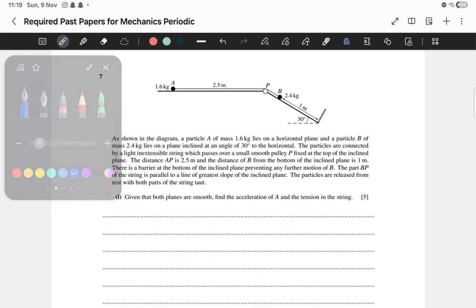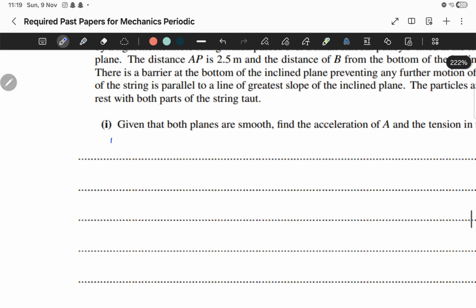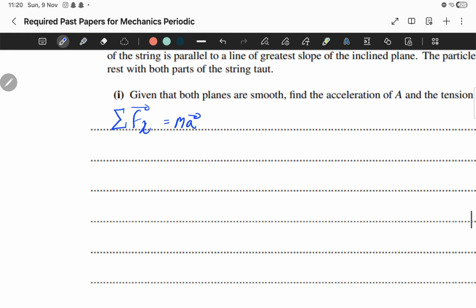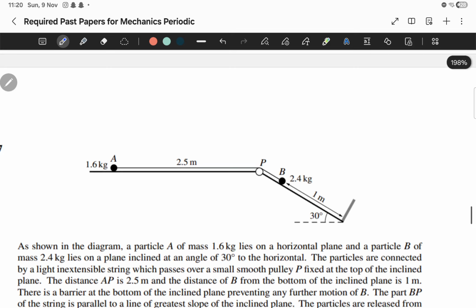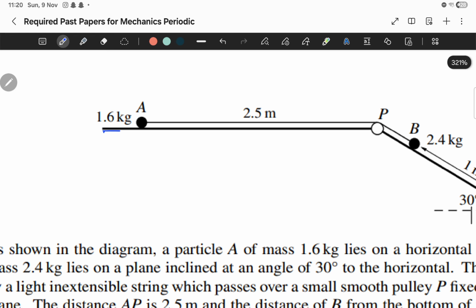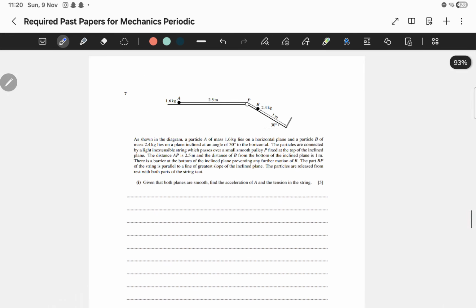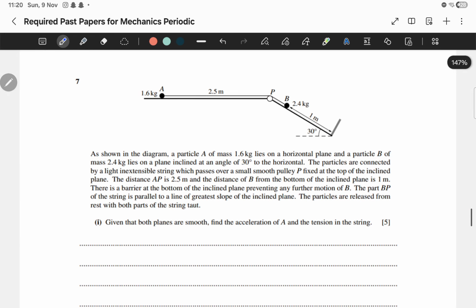It's fine. Sigma Fx equals MA. Oh wait, I forgot, before I'm just so used to writing it. So here, since this is just a horizontal line, you can read it yourself. But I know what they say already.